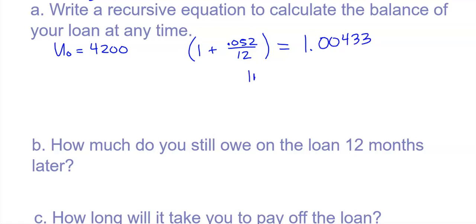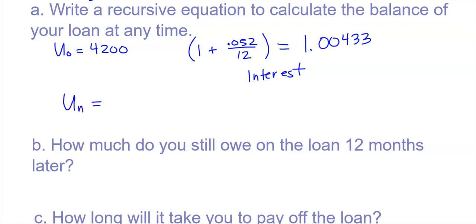Okay, and that's our interest. That is what the bank is charging us. Now, the good news is that we are subtracting $150 each time. We're paying off $150 each month, and our snowmobile wasn't super expensive, so we should be able to pay this off pretty quickly. So I'm going to go ahead and just write this.